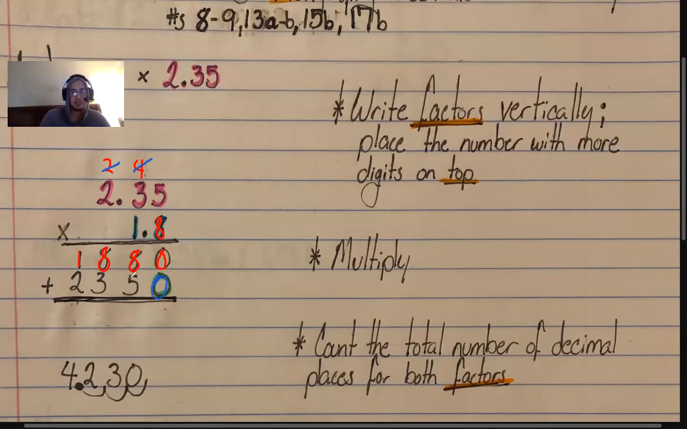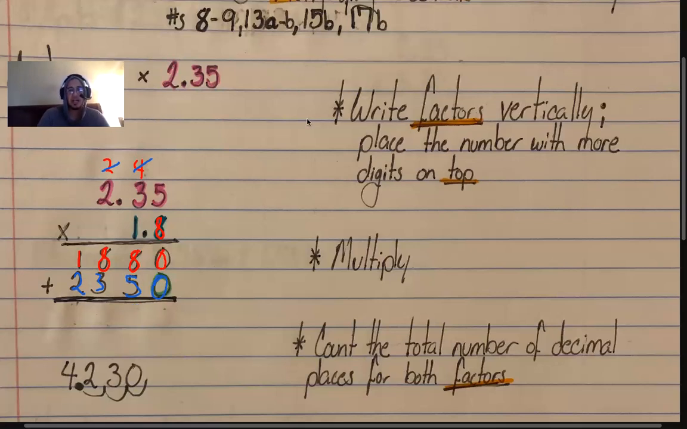1 times 5 is 5. 1 times 3 is 3. 1 times 2 is 2. If I had another number right here, I would put another 0 down here because I'm still done with the 8. I would put another 0 down here because I'd be done with the 1, and then I would continue with the next number, but that is not the case here.